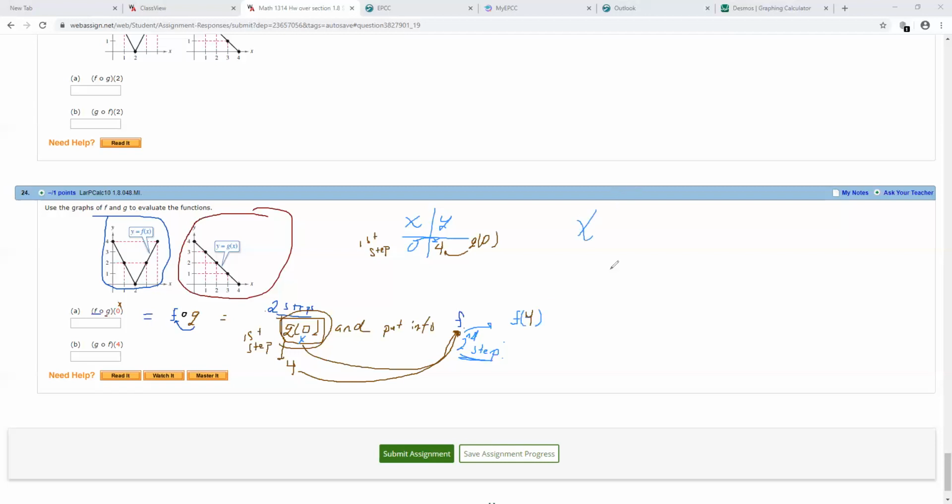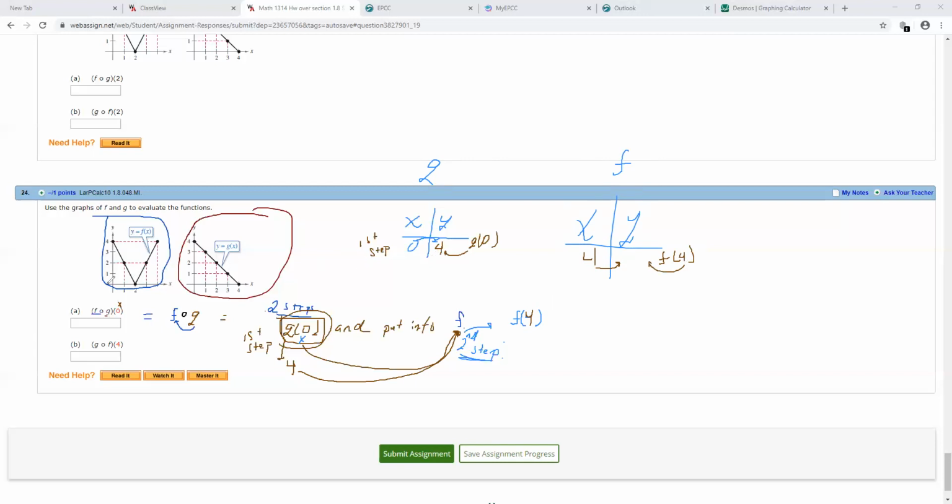Which means now we're looking at the graph, the F function. This was the G. First step, second step. Now put 4 in. And now we put that, that's your F of 4. And we want to know what that is.